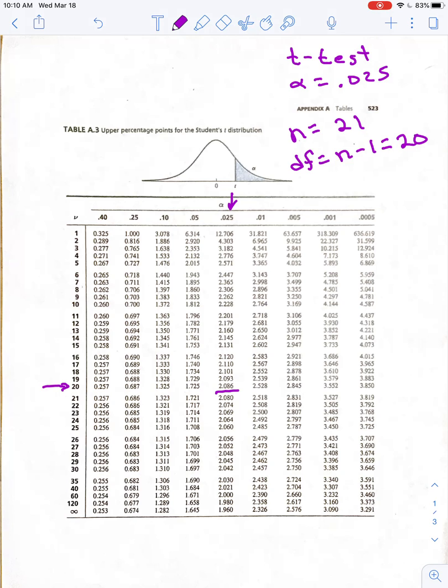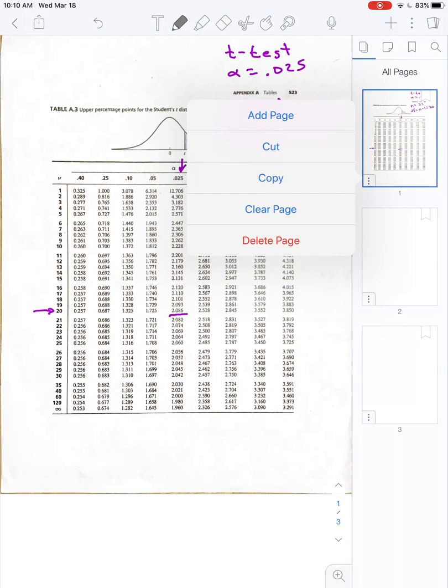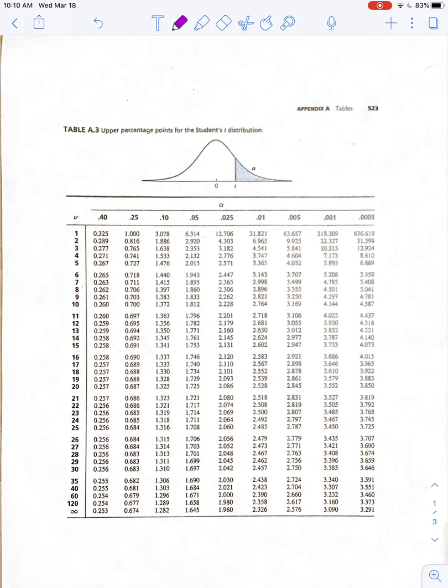Now, also, what if we're doing one last problem? I'm going to clear the page and start over. What if we had alpha equals 0.05? We're going to do a t-test, and let's say 50 is our sample size. So our degrees of freedom would be 49.